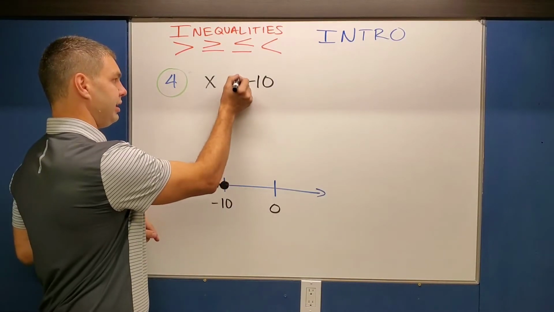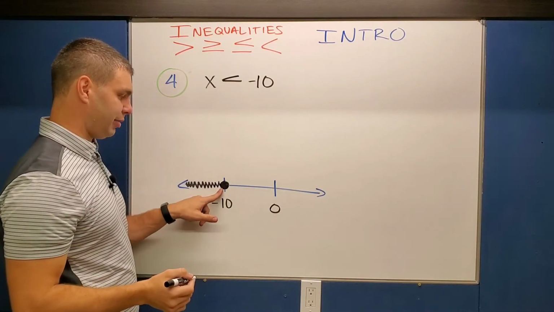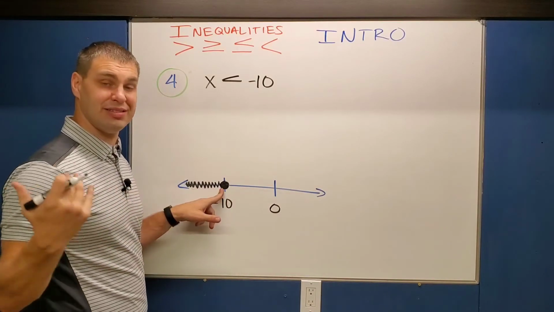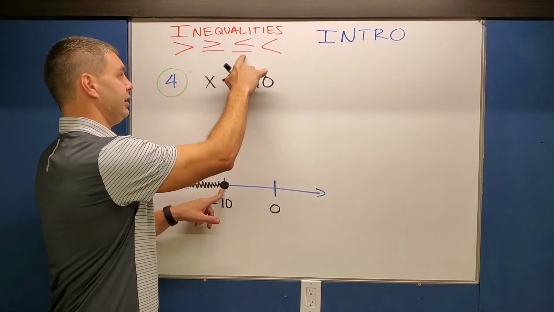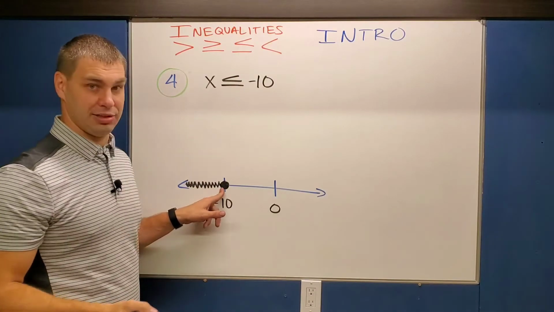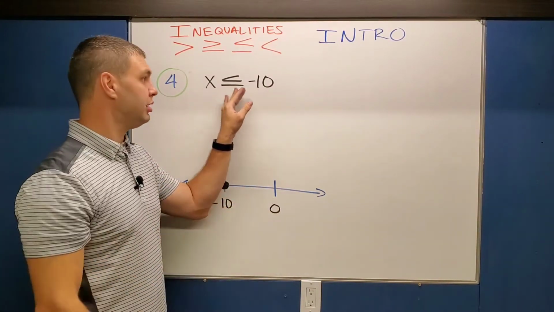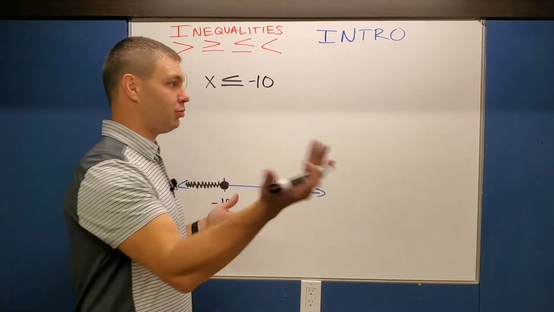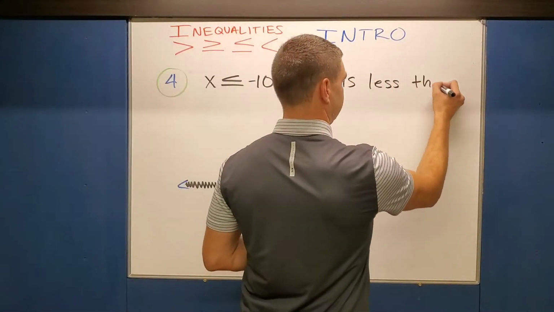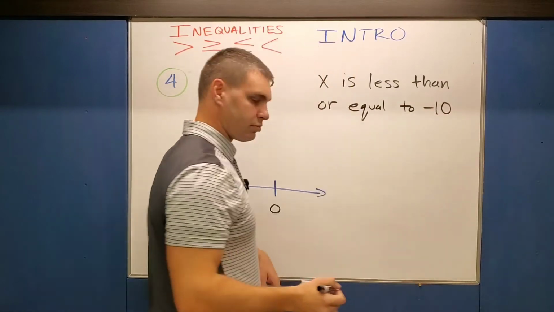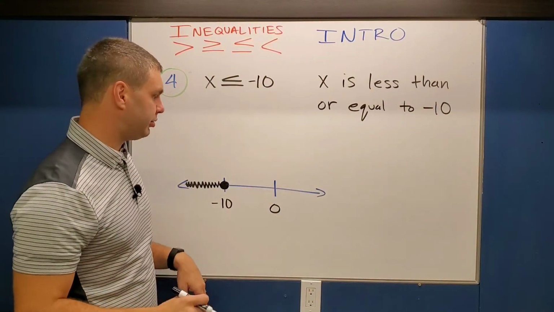So I know I'm going to need at least this part, and then I have to look at my dot. Is it open or closed? In this case, it's closed. Therefore, I would get an equal to with that as well. So now what this says is x is less than or equal to -10. Let's write that out in words just like it sounds. Again, x is less than or equal to -10.